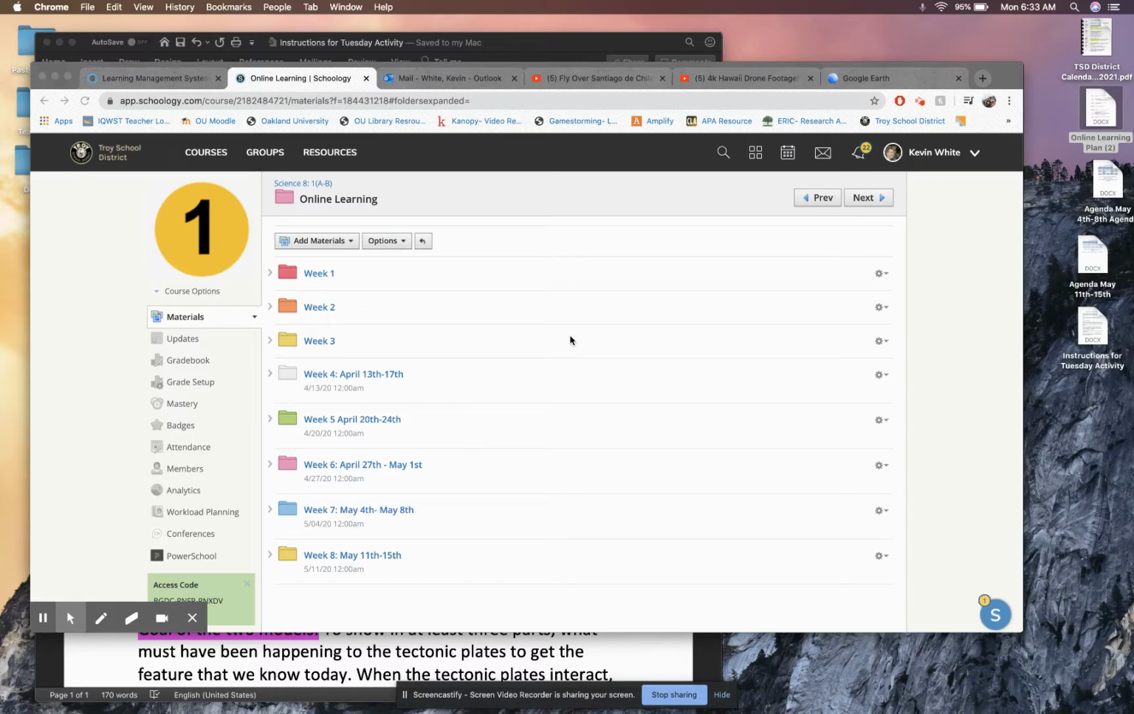So the next activity that we have coming up is, we are now in week 8, so that's May 11th to the 15th. And we're going to have our first activity for today, which is really going to involve you making some predictions. We're going to be looking at two different landforms. You know that there are tectonic plates. You know that they are moving all around the world.